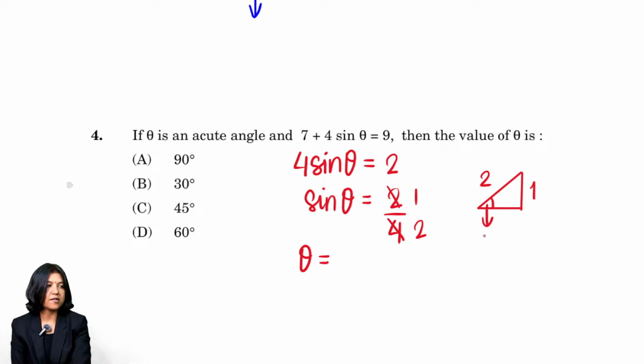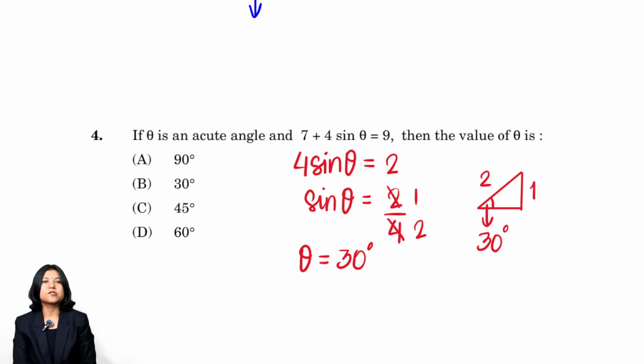So remember, sine theta is half for which angle? 30 degrees. So theta has to be 30 degrees. Okay, sine theta equals half only when sine 30 is considered, then the ratio is half.